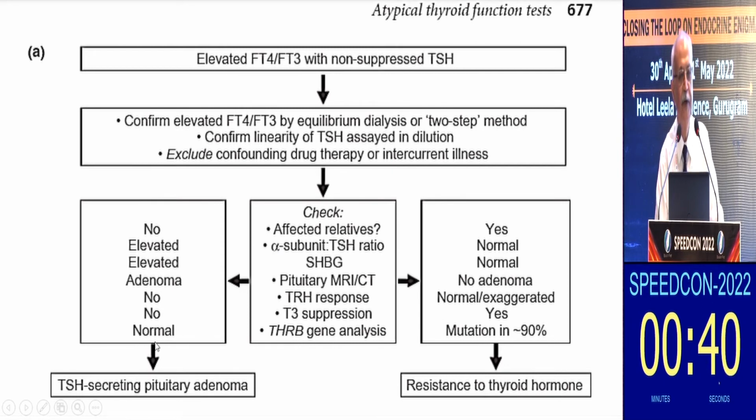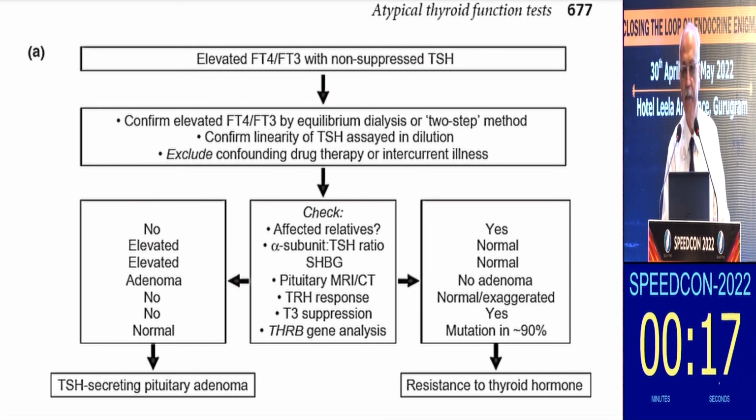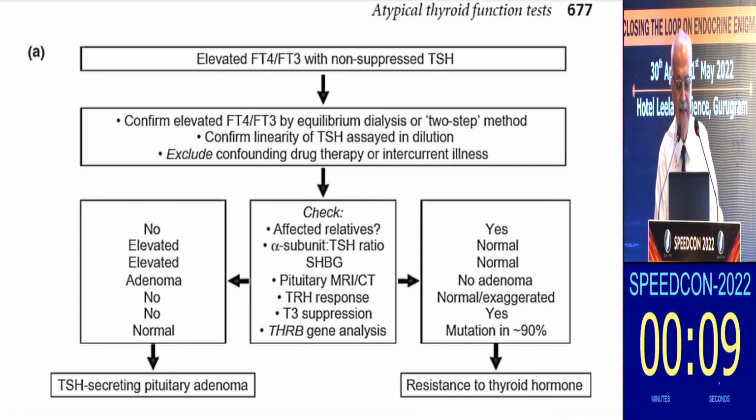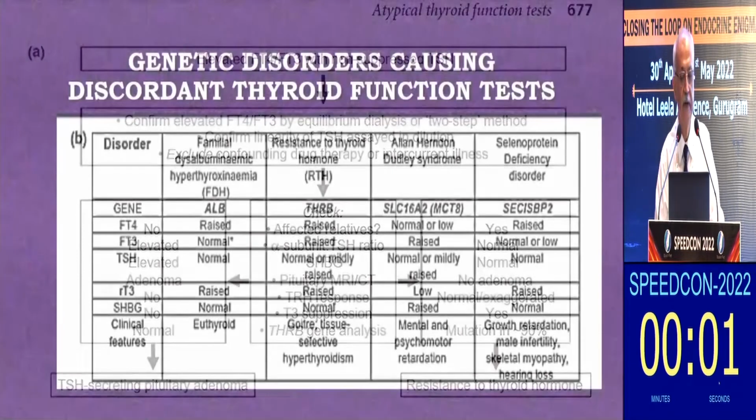That is TSH secreting pituitary adenoma, which is a pituitary adenoma secreting TSH, thereby causing thyrotoxicosis, and resistance to thyroid hormone syndrome. So you check the affected relatives. They won't be affected in TSH adenoma, but will be affected in resistance to thyroid hormones. Alpha subunit will be elevated and the alpha subunit to TSH ratio elevated in TSH secreting pituitary adenoma. TRH response and T3 suppression will not be there in TSH secreting adenoma, and TR beta gene analysis will be normal in TSH secreting adenoma, whereas there will be mutation in 90% of the patients with resistance to thyroid hormone.